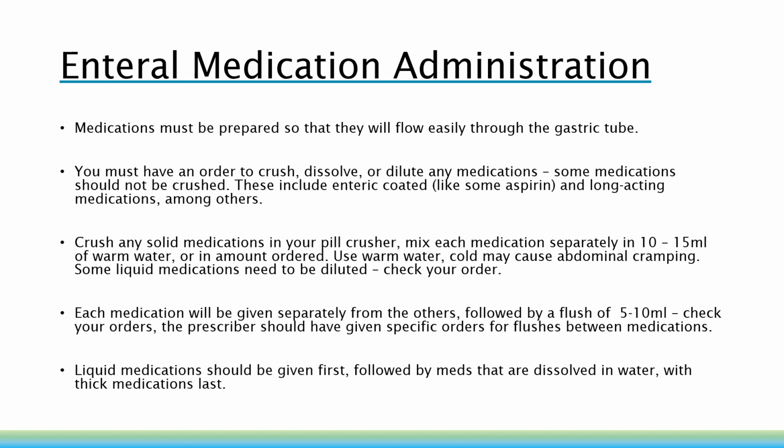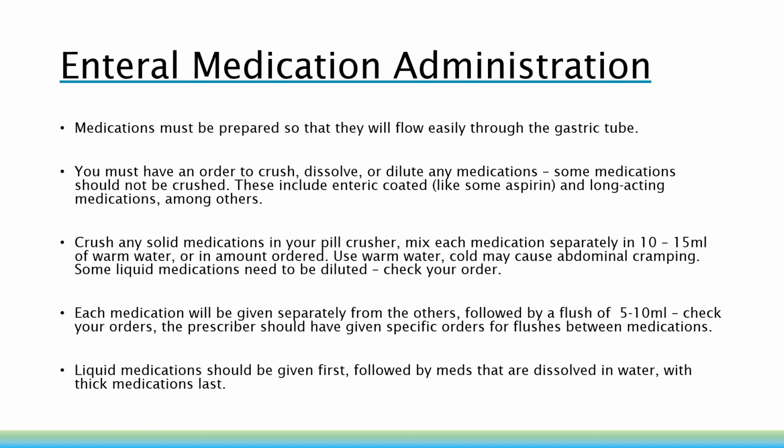Crush any solid medications in a pill crusher. Mix each medication separately in 10 to 15 milliliters of warm water, or an amount ordered by the prescriber. Use warm water. Cold may cause abdominal cramping. Some liquid medications need to be diluted.